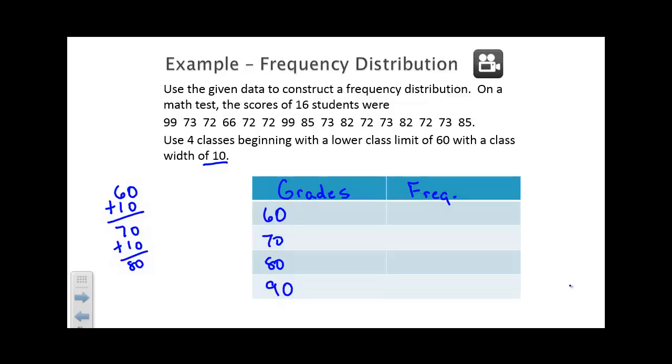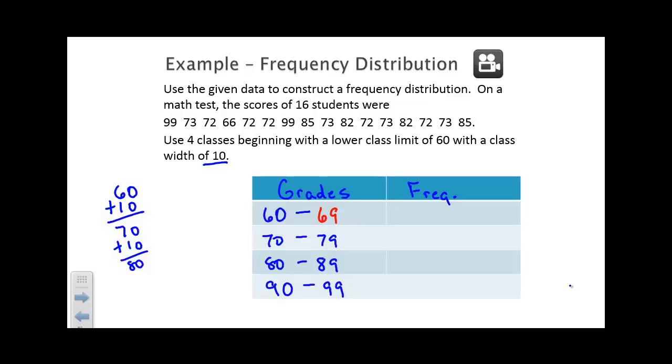Now, we need to decide where this class ends. Looking at the 70, what's the whole number that's less than 70? Because we're looking at whole numbers here, we're not dealing with decimals, so the whole number less than 70 is 69. So again, we can use that class width to find our next one, 69 plus 10 is 79, plus 10 is 89, plus 10 is 99.